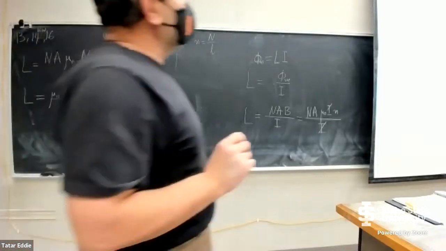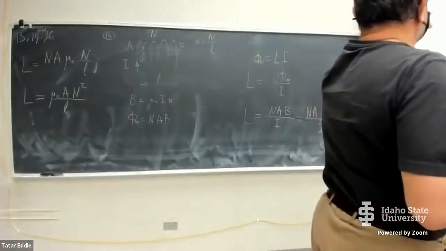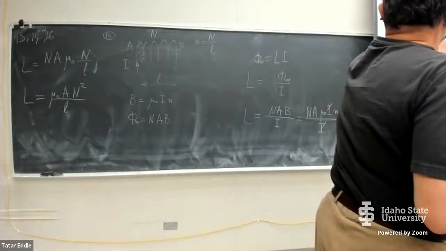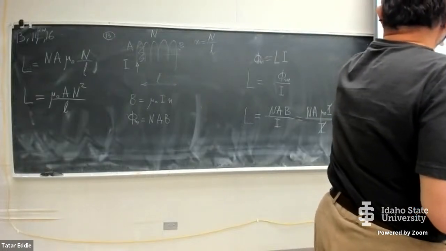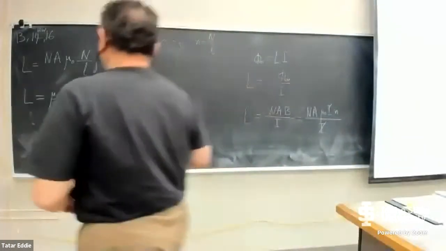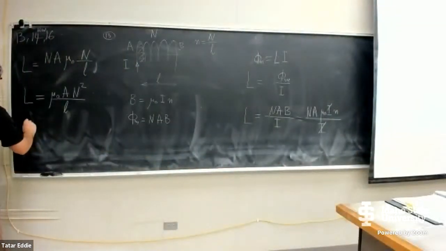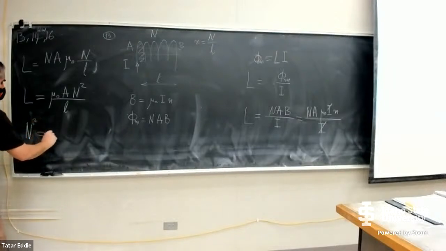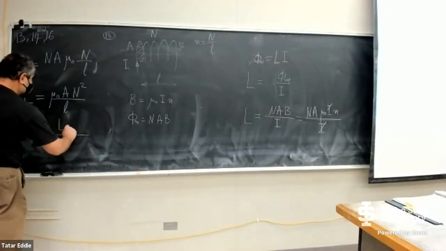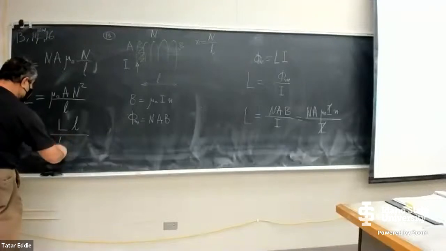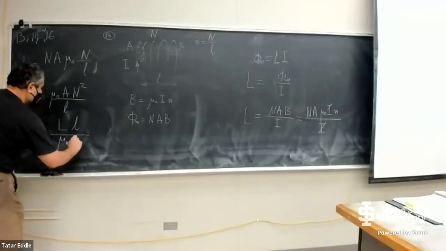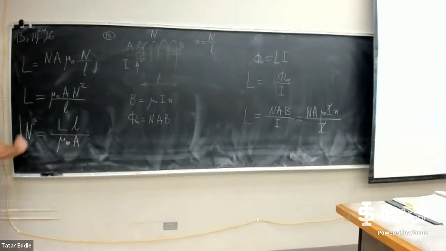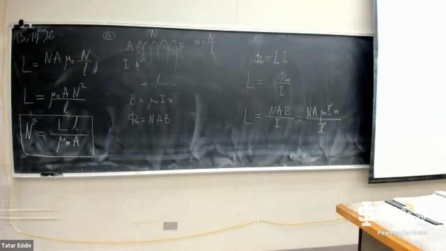So in our case, we're given the inductance capital L, the cross-sectional area is given in SI units, the length is given in SI units. The number of turns squared is going to be inductance times the length divided by mu naught and the area. So this is the number of turns squared. You have to take the square root of it.